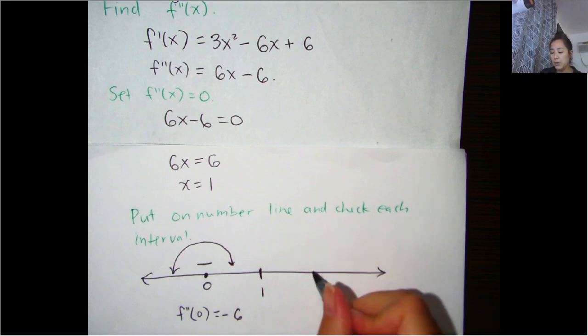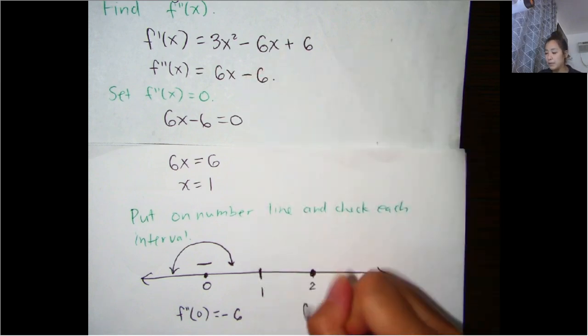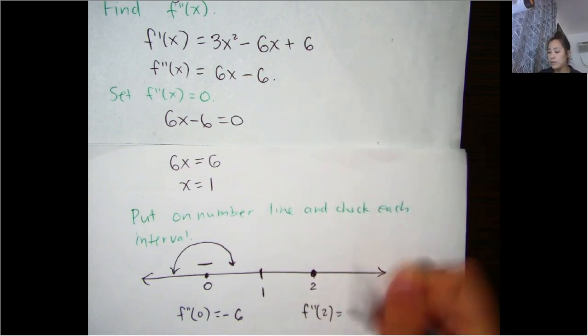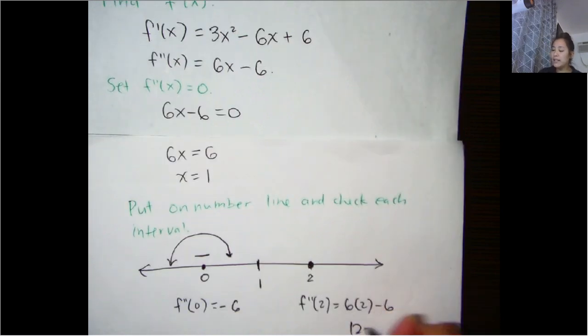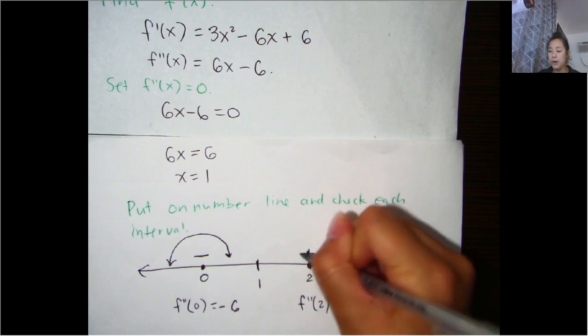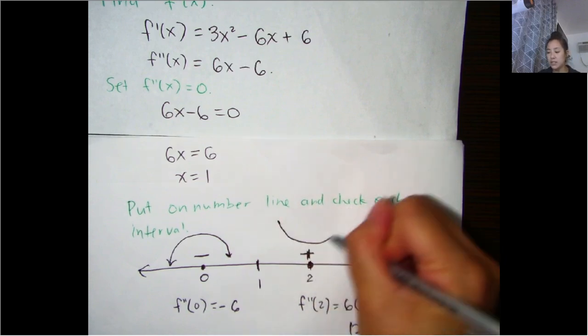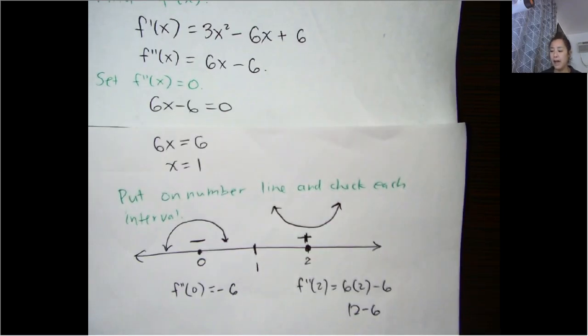And then we'll plug in a number over here. Let's plug in, say, 2. If you plug 2 into the second derivative, f double prime of 2 equals 6 times 2 minus 6. That's going to be 12 minus 6, which is just 6. That's positive. And when f double prime of x is positive, that's going to be concave up. That interval is going to be concave up for f of x.